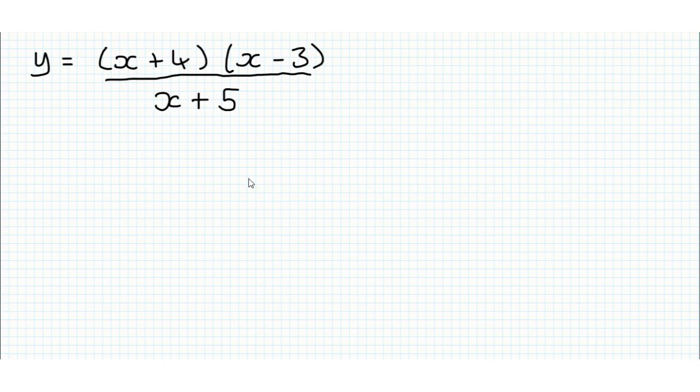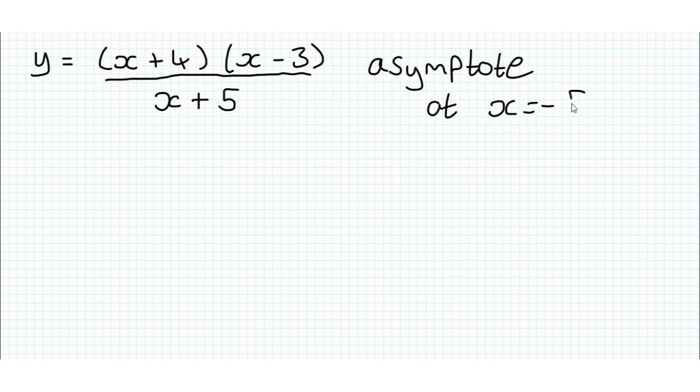First thing we're going to look at is x asymptotes. So how do we find this? Well, an asymptote is the point that the graph approaches but never quite reaches, and the first thing to check is the denominator of 0. What value of x makes the denominator 0? Well, it's minus 5, so there's an asymptote at x equals minus 5. Okay, so that's going to help us draw a graph.